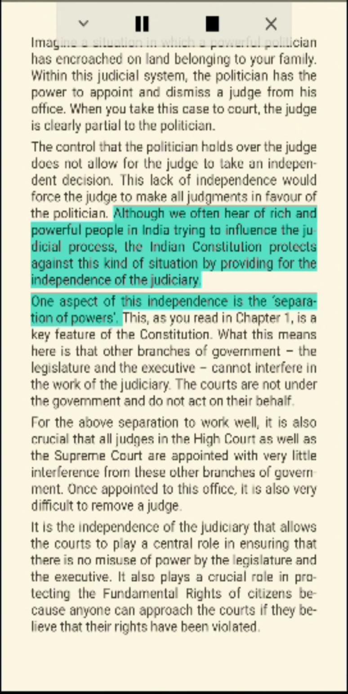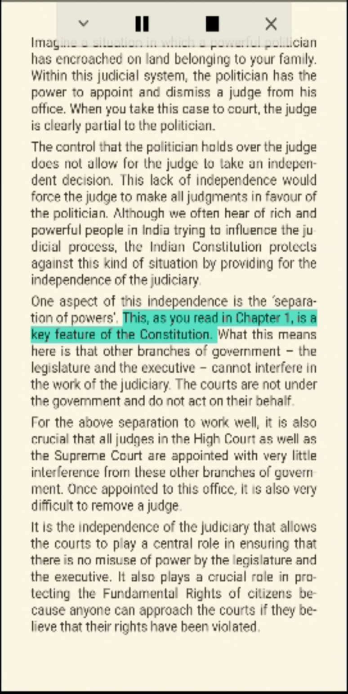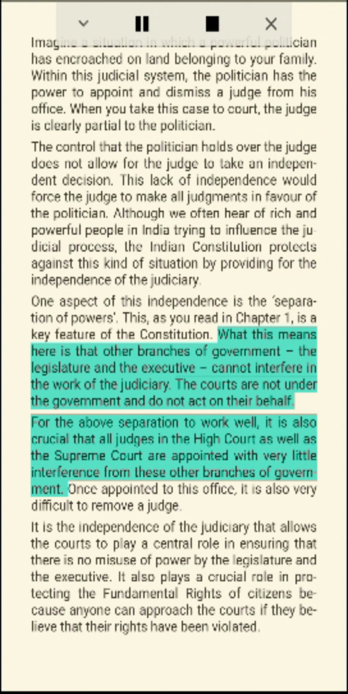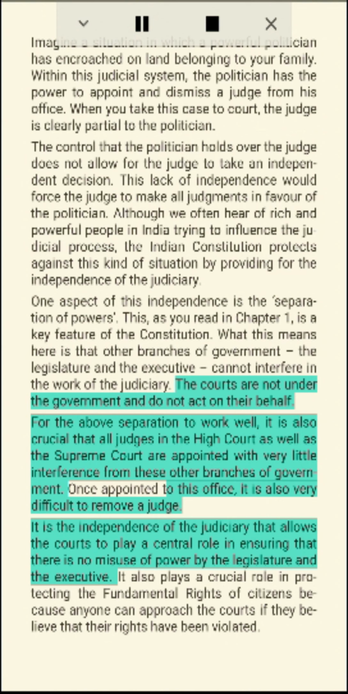Although we often hear of rich and powerful people in India trying to influence the judicial process, the Indian Constitution protects against this kind of situation by providing for the independence of the judiciary. One aspect of this independence is the separation of powers. This, as you read in Chapter 1, is a key feature of the Constitution. What this means here is that other branches of government, the legislature and the executive, cannot interfere in the work of the judiciary. The courts are not under the government and do not act on their behalf.